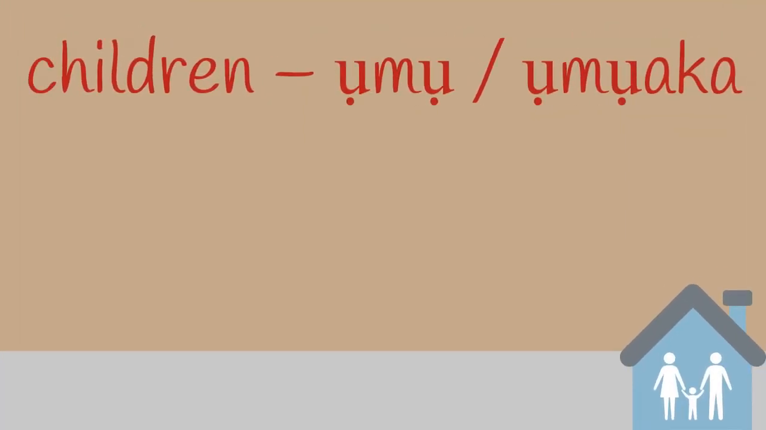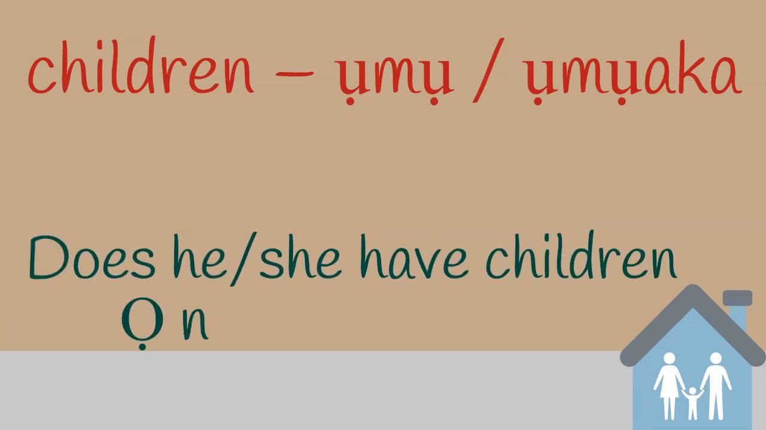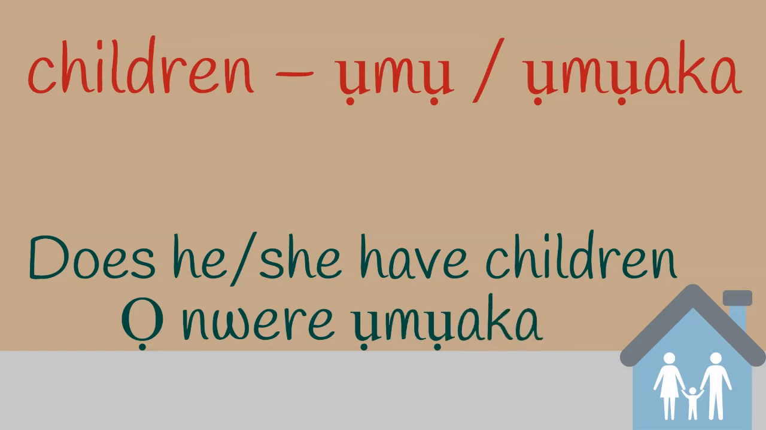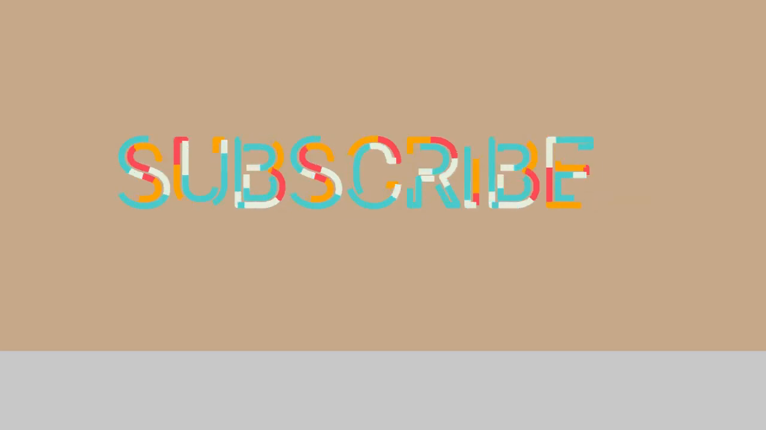Children is ụmụ. Or you can say ụmụaka. Ụmụ or ụmụaka. Children. Does he have children? O nwere ụmụaka. Ụmụaka is children.